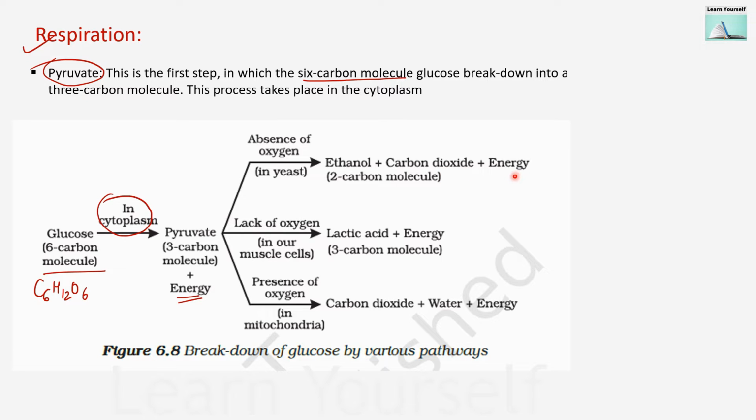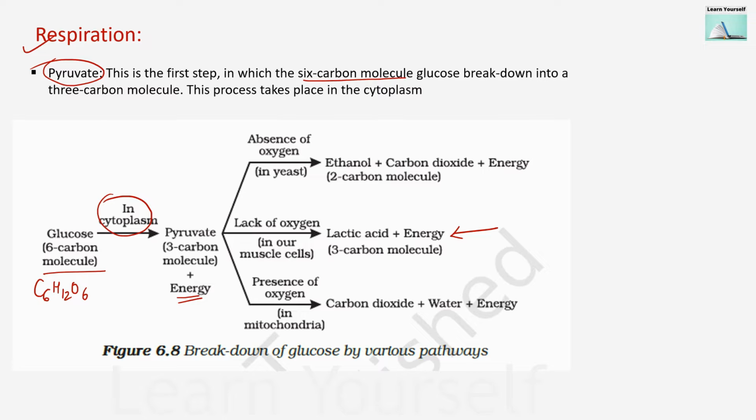energy. Then the second type of process is, once the pyruvate happens, 3 carbon molecules are generated when the oxygen is less in our body, in our muscle cell. Then it will give us lactic acid, a 3 carbon molecule, and energy. This type of process will happen when the athlete is running and it requires a lot of energy in a short period of time. So our body cannot take enough oxygen from the atmosphere.